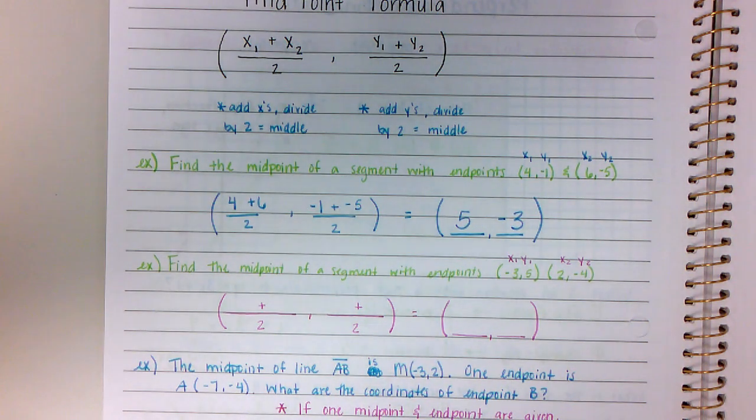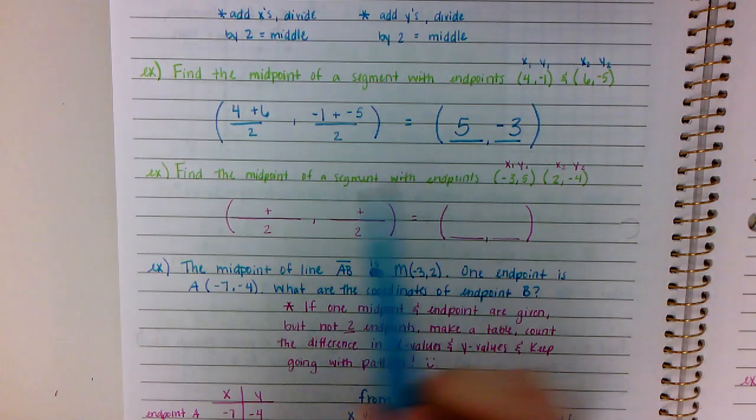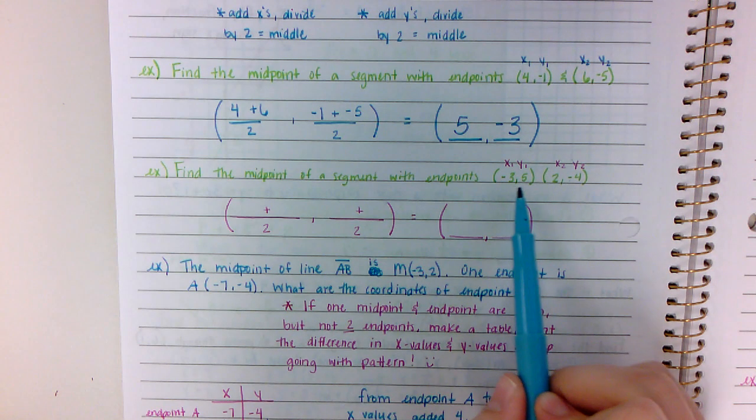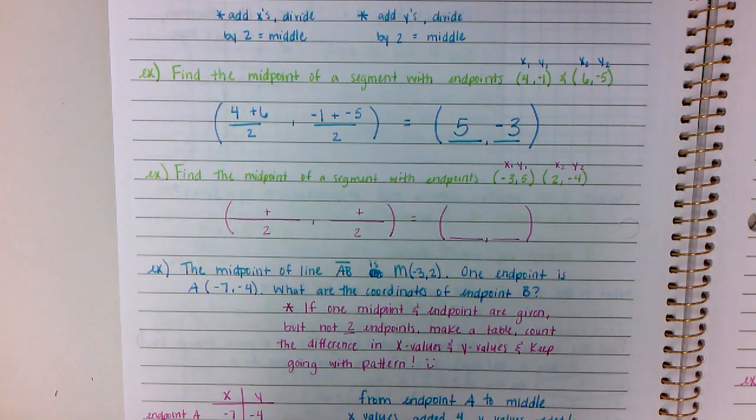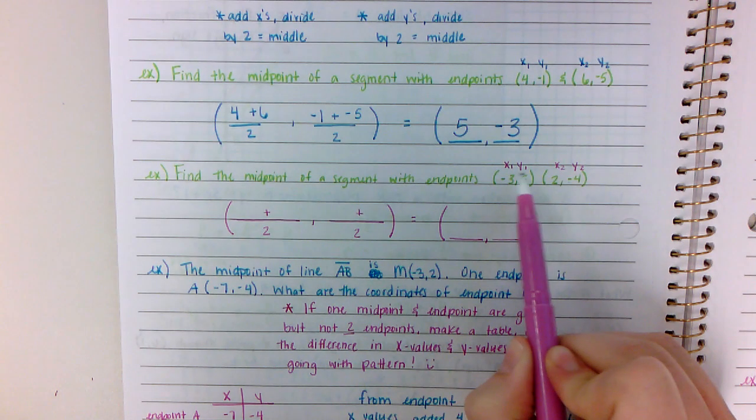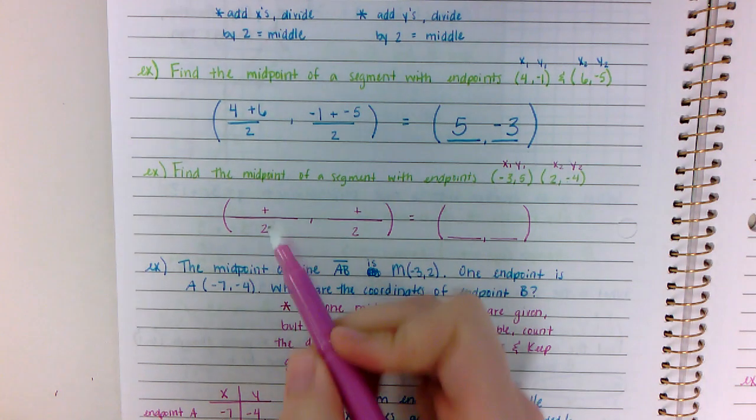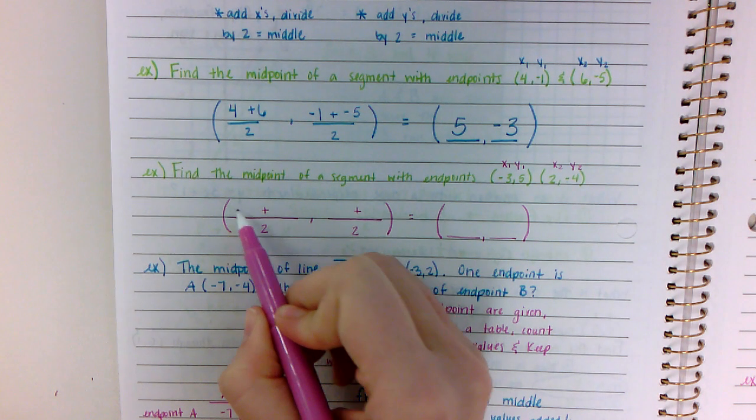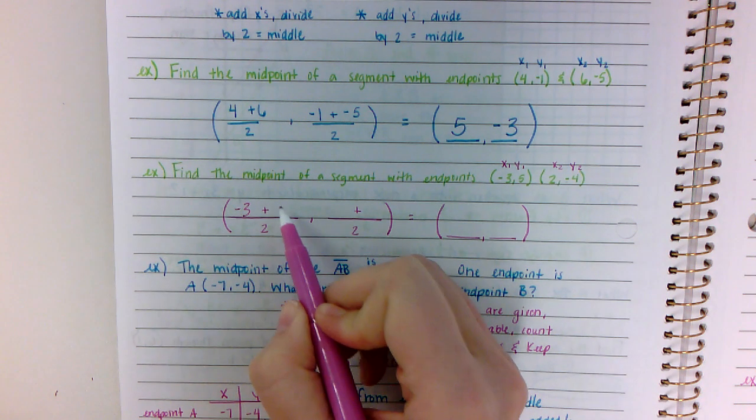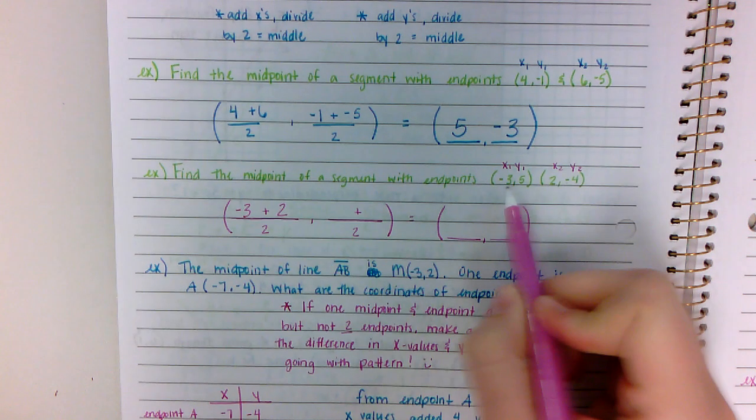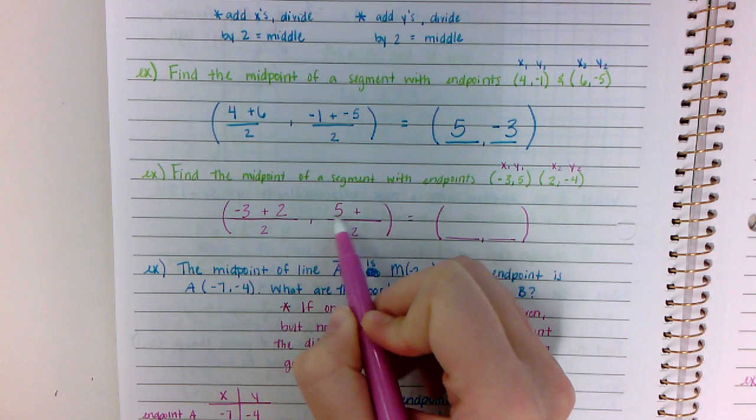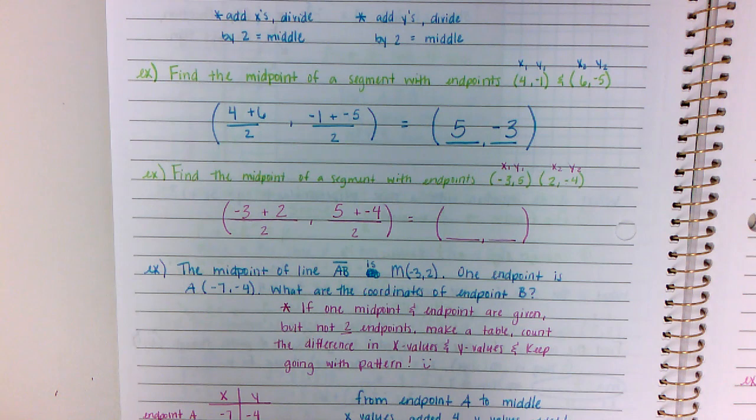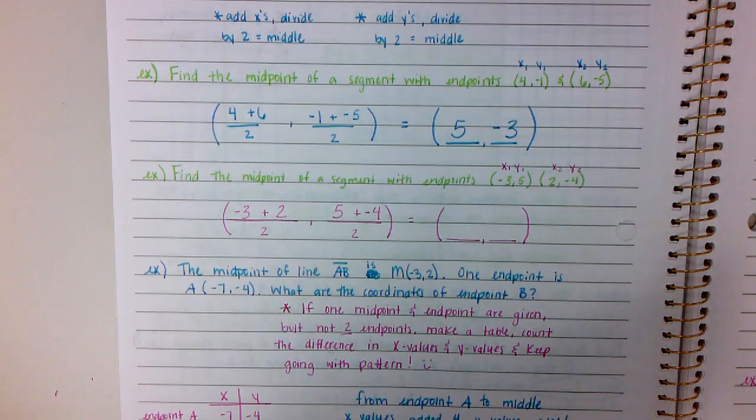So let's do another one. Find the midpoint of a segment with these two endpoints, (-3, 5) and (2, -4). So I labeled my points x1, y1, x2, y2, as you see, so I know how to plug them in. So my x1 is -3, my x2 is 2. So these are the two x values, -3 and 2. And then the two y values are 5 and -4. 5 plus -4, or 5 minus 4.